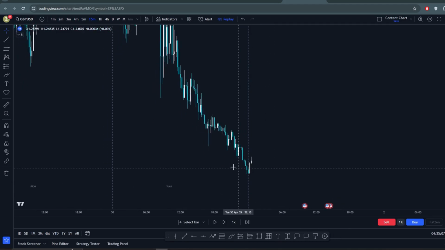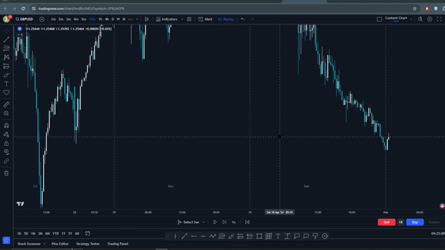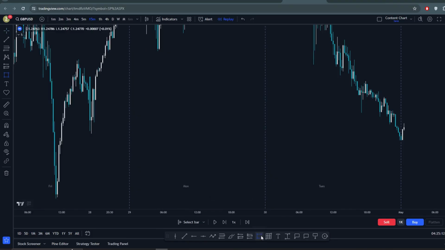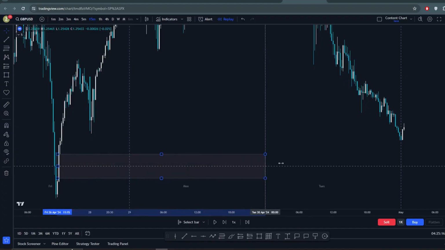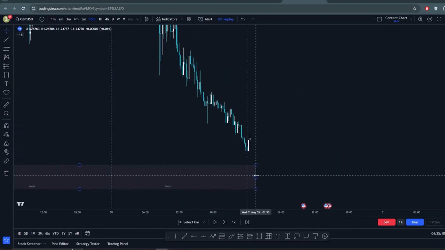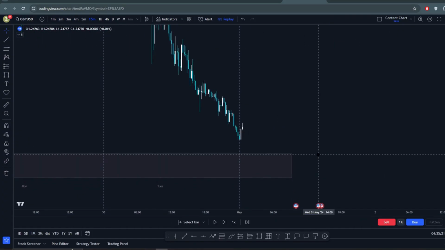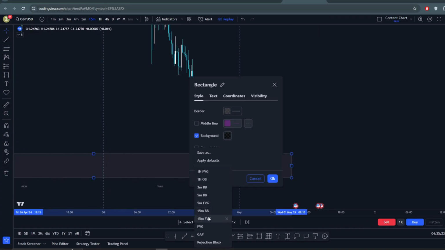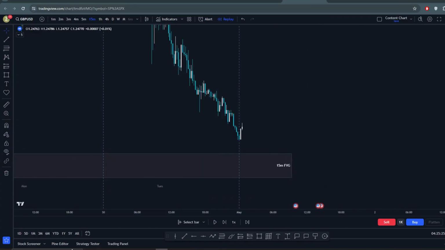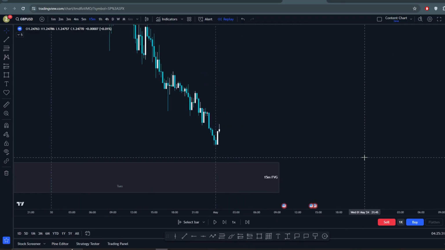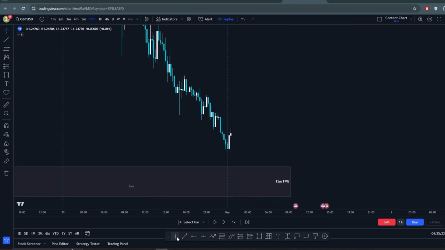Alright, so here as you can see, at the left side of the market, we have a 15-minute fair value gap, which is a higher time frame point of interest that the price might react into. Right? So let's mark it out. 15-minute fair value gap. Next, let's wait for the London Killzone. It's from 2 a.m. to 5 a.m.